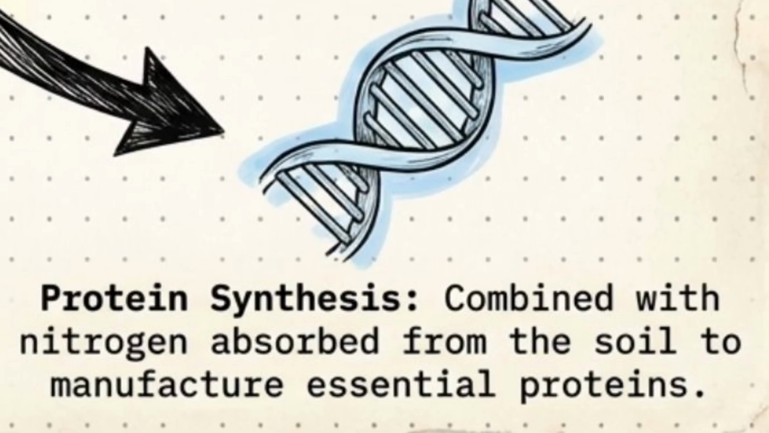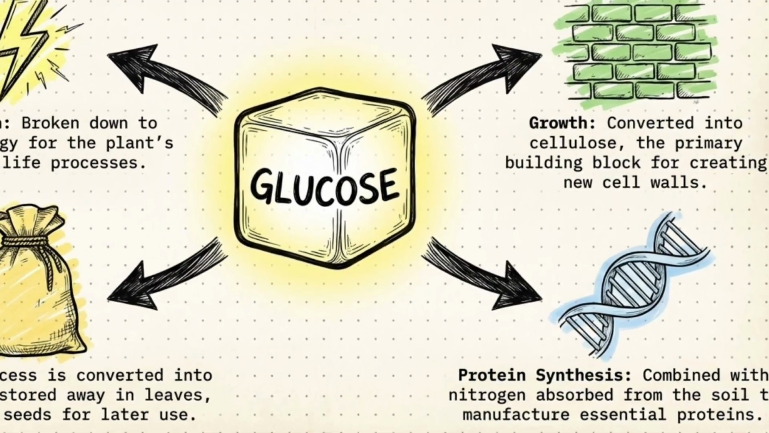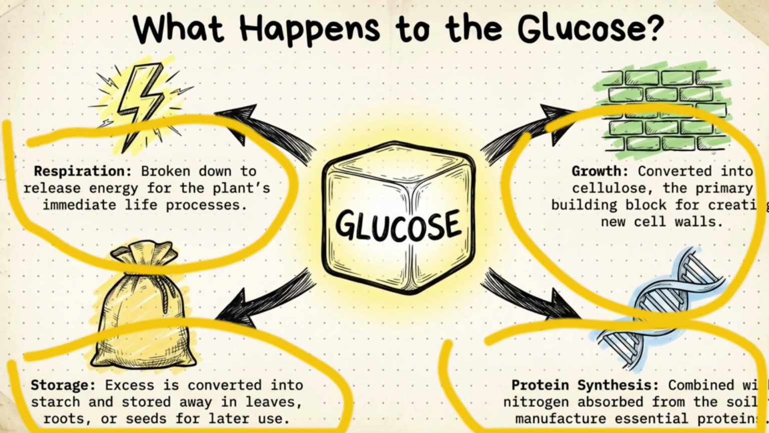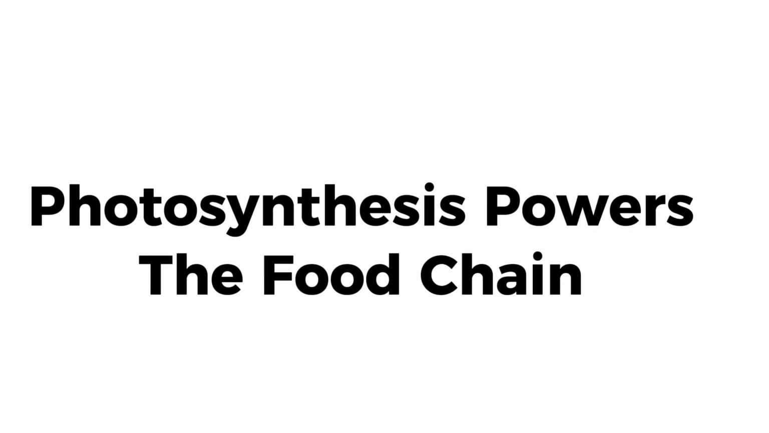Then we have protein synthesis. The glucose combines with nitrogen, which is absorbed from the soil, to manufacture essential proteins. So these are the four main things that happen to Mr. Glucose. Now, another key factor is that photosynthesis powers the food chain.